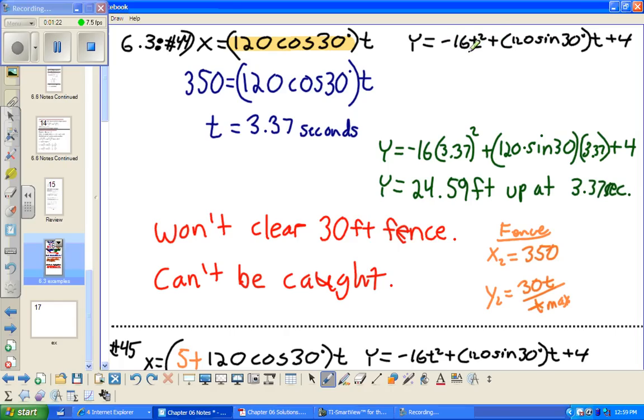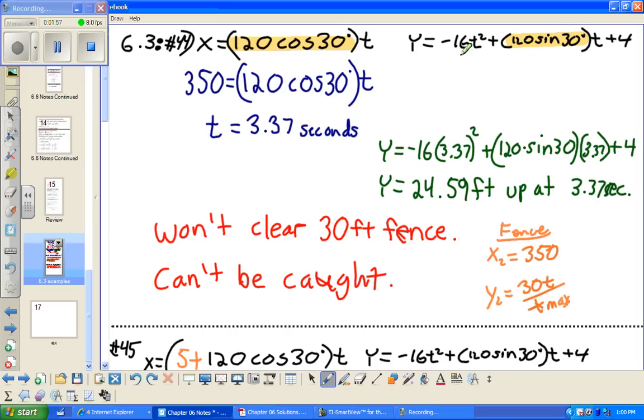Your y component is going to use your projectile motion equation. That's negative 16t squared plus your initial velocity times t plus your initial height. Well, if the ball was going straight up in the air, then we would use exactly that formula because sine of 90 degrees is 1. For this, when the ball is leaving at an angle, you need to adjust that 120t to 120 sine 30 degrees t.